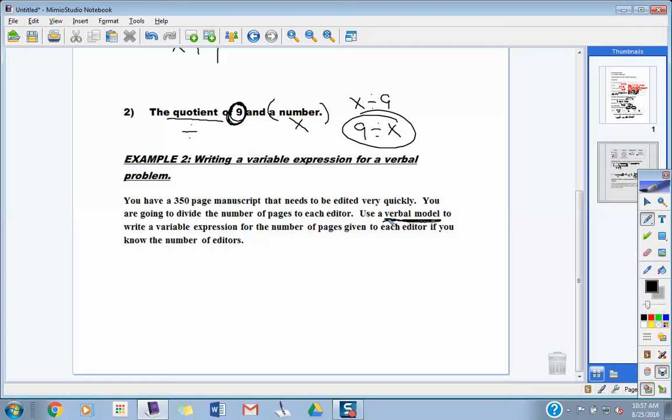You said take the number of pages, right? Okay, so you would take the number of pages and divide it by the number of people. And I'm going to go ahead, since we're editing the book, we're going to call them number of editors. Is that okay? Yeah. Okay.